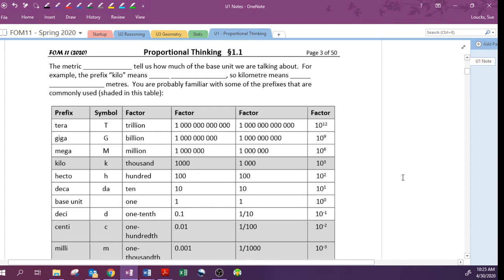So the metric prefix tells us how much of the base unit we're talking about. For example, the prefix kilo, if you look in this table, you can see that a kilo means 1,000. So kilometer means 1,000 meters.